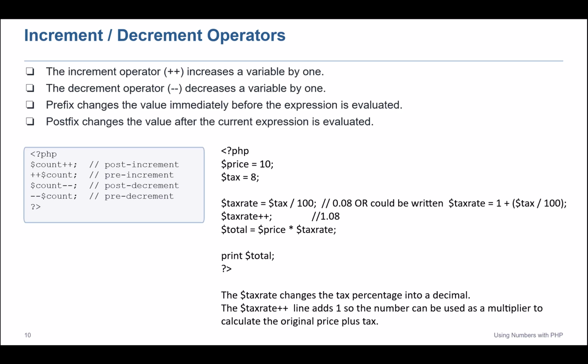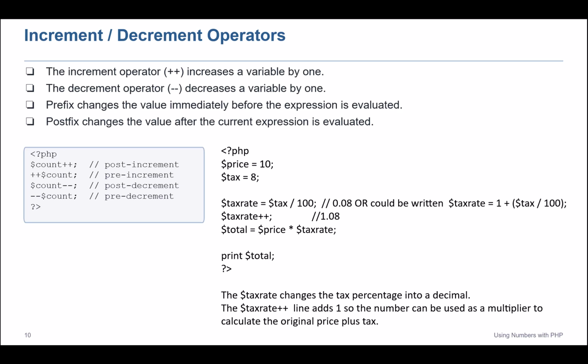In this code example on the right, the PHP code is used to turn a tax percentage into a number PHP can use in multiplication calculations. The variable tax equals 8 is a tax rate that is 8%. First, PHP divides the tax by 100, so the tax rate variable equals the variable tax divided by 100. So this becomes tax rate variable equals 8 divided by 100, and the result is 0.08. That means 8% as a decimal.